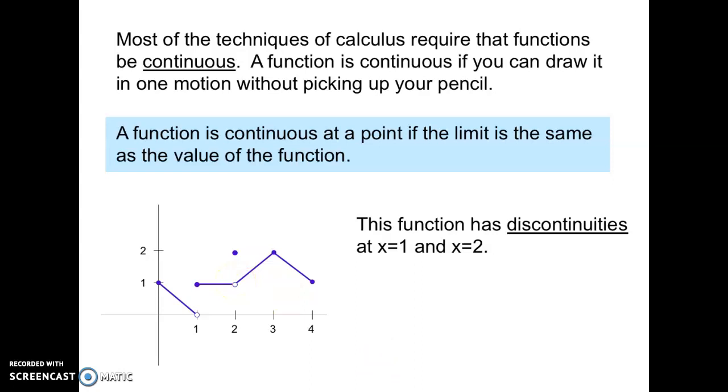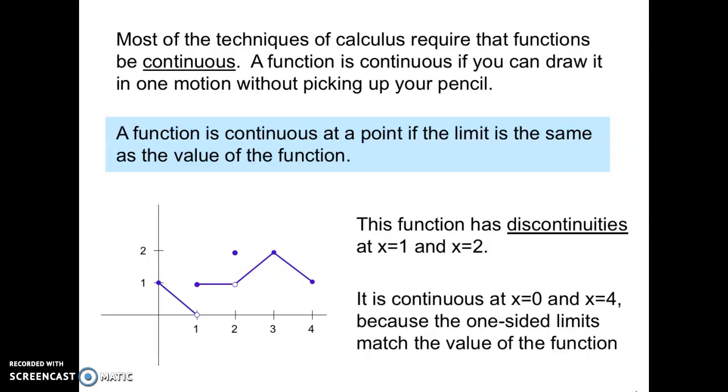So let's talk about what types of discontinuities these are. By the way, before I move on, this function is considered continuous at the endpoints. Notice at x equals 0 and at x equals 4, there are solid endpoints there because of the one-sided limit. In the first case at x equals 0, the right-handed limit exists and equals 1. And over here at x equals 4, the left-handed limit exists and also equals 1.